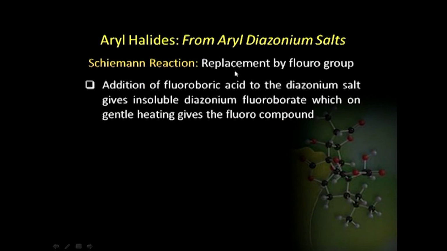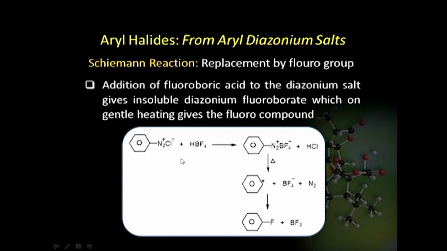Another reaction is the Schiemann reaction, which involves replacement by the fluoro group, where addition of fluoroboric acid to the diazonium salt gives insoluble diazonium fluoroborate, which on gentle heating gives the fluoro compound. So, this is the sequence of reactions which is followed. The diazonium salt will react with the fluoroboric acid, and in further steps forms the fluorobenzene molecule.